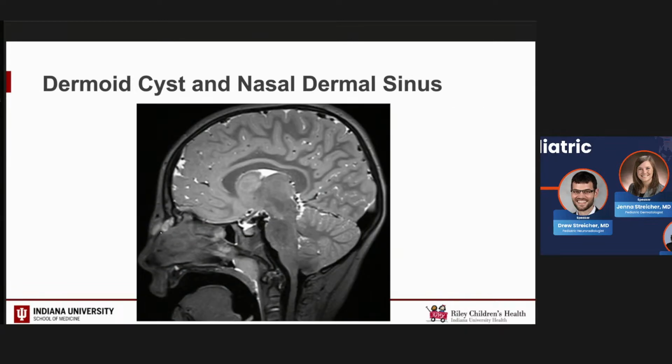Here's another one that we've had at Riley. So we can see that T2 hyperintense lesion along the nasal dorsum. You can see that contour change, so you can see how clinically that would certainly be quite apparent. And then that linear T2 hyperintense structure going through the nasal cavity up towards foramen cecum.